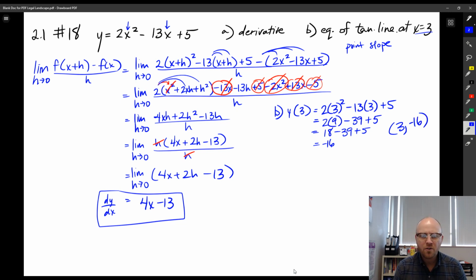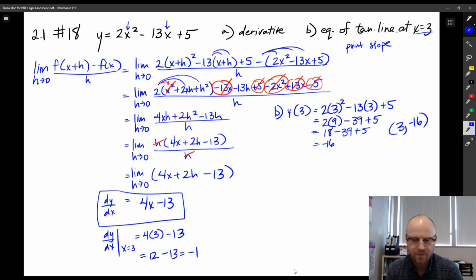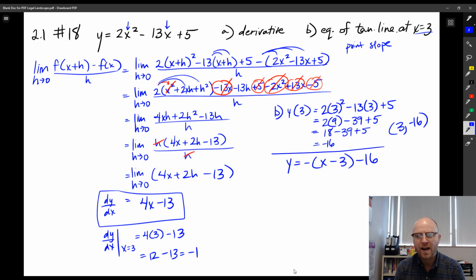Then for the slope, we want to look back at dy dx, and let's go dy dx evaluated at x equals 3. So that's going to give us 4 times 3 minus 13, or 12 minus 13, for a slope of negative 1. And that means I have everything I need now to write the equation of the line. It's going to be y equals our slope, negative 1, times x minus the x value, 3, of the point, and then minus the 16 y value.